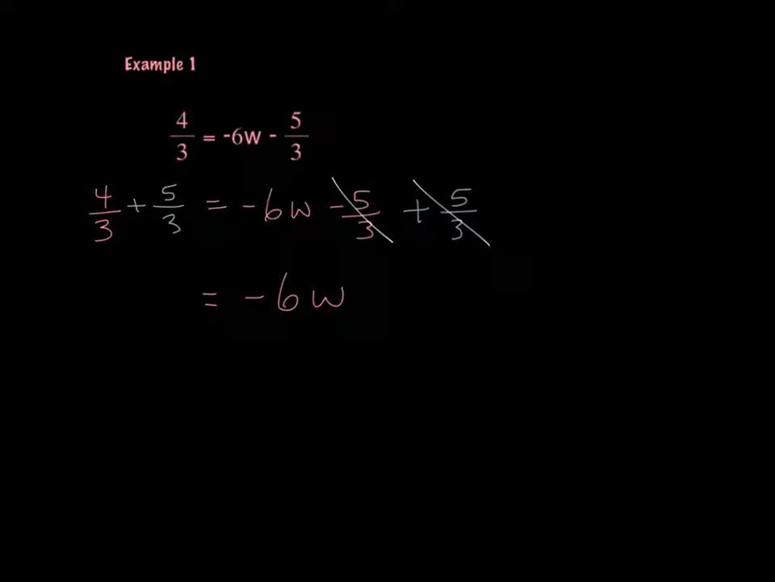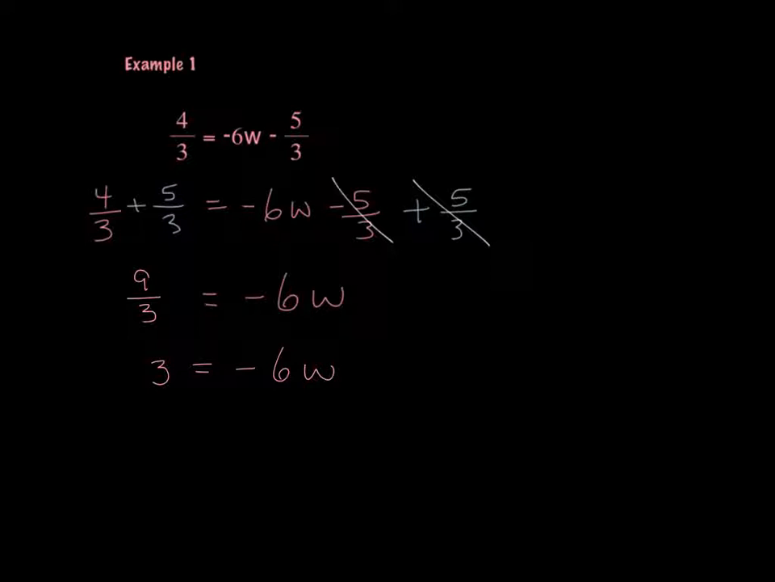Now on the left, when you combine 4/3 and 5/3, remember you're adding two fractions, so you're just adding the numerators, and you're going to add them to get 9/3. 5 plus 4 is 9. Now that simplifies. You can hopefully see that 9/3 is the same as saying 3. So it's the same as saying 3 equals negative 6w.